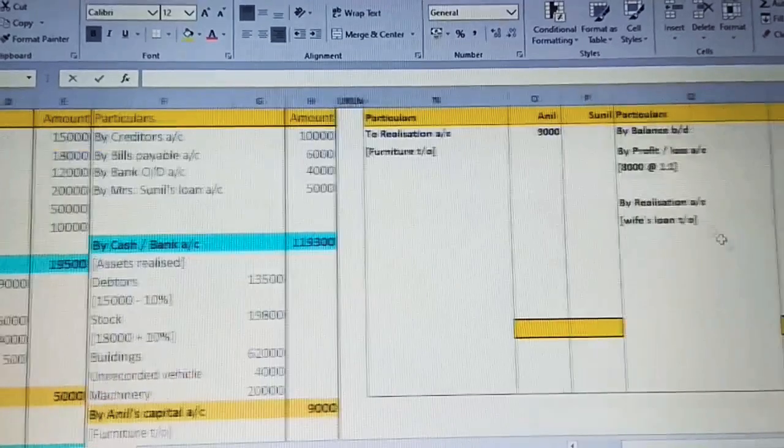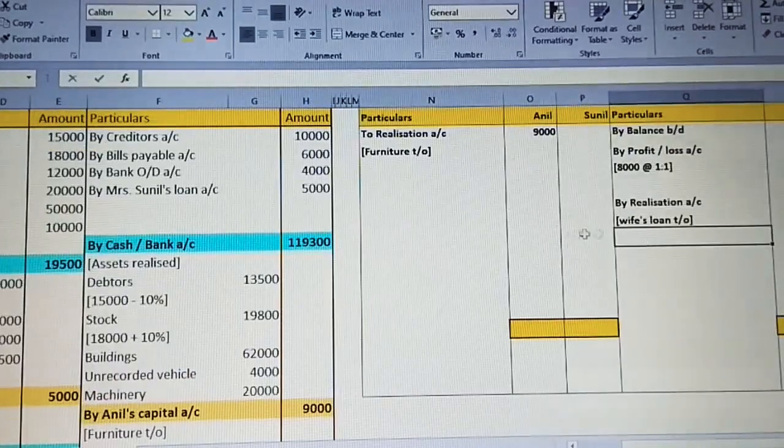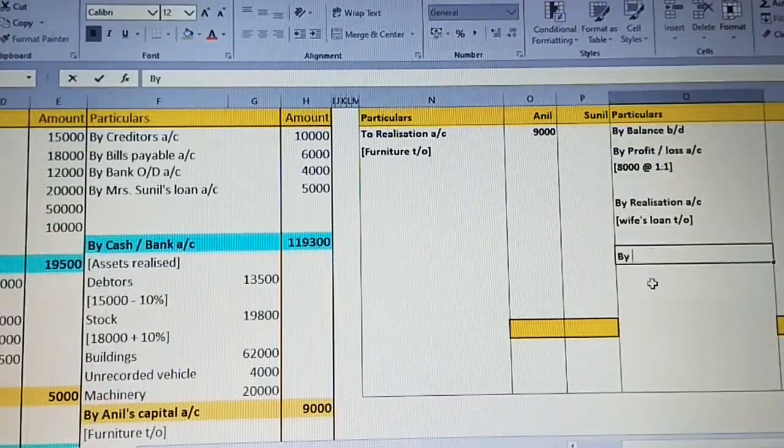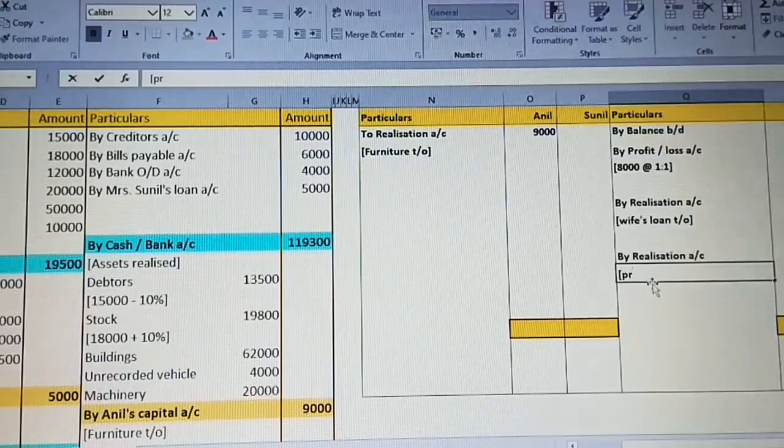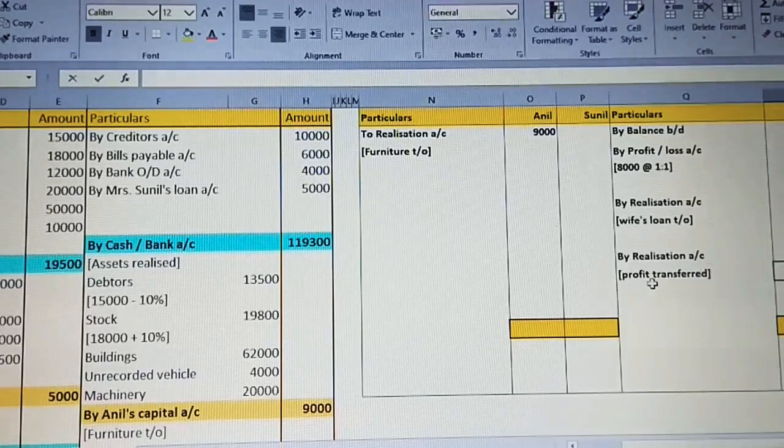Next, profit on realization. So we're going to take that again by realization account, profit transferred, 400 each. Yes, we have done this.